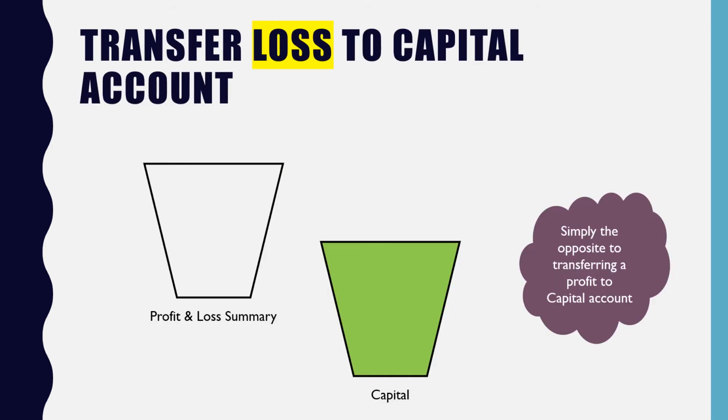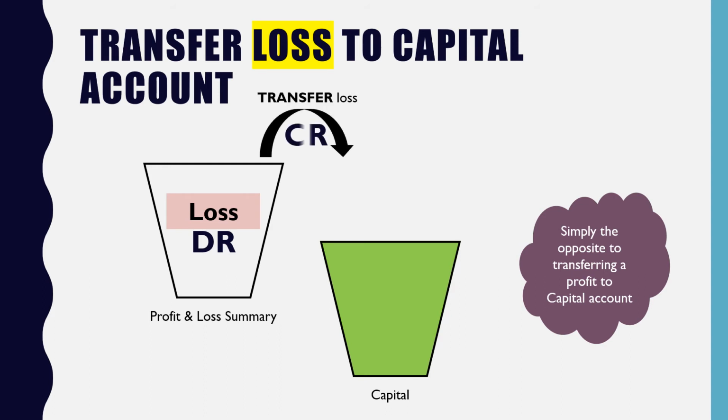If we made a loss instead, here's how we transfer the losses to the capital account. Once we have determined the losses based on our calculations in the profit and loss summary account, we will notice that the net amount would actually be a debit. Therefore, to transfer the losses out of the profit and loss summary account, we need to credit the profit and loss summary and debit the capital account. And this transfers the losses from the profit and loss summary to the capital account.